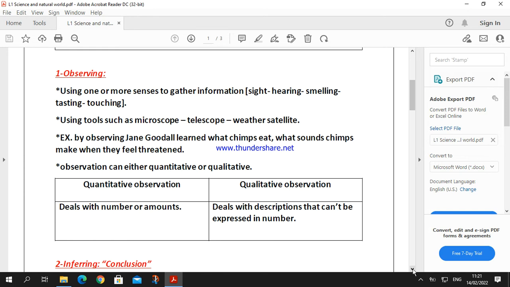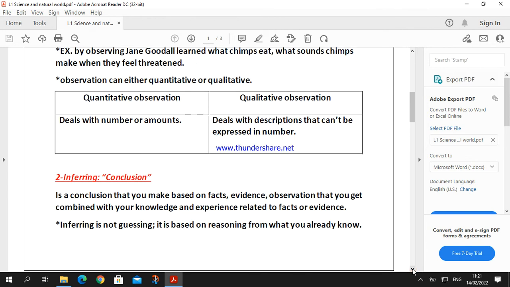Also, another example. By studying the ratio of carbon dioxide in air, we found that the ratio of carbon dioxide was 0.031. Recently, in the last years, the percentage of carbon dioxide changed from 0.031 to 0.038. This is known as quantitative observation because it deals with number and amount. Qualitative observation: carbon dioxide has a great impact on climatic change. This is qualitative observation.